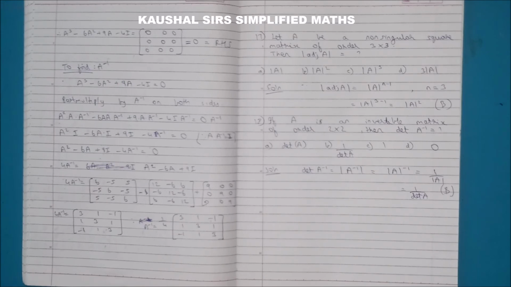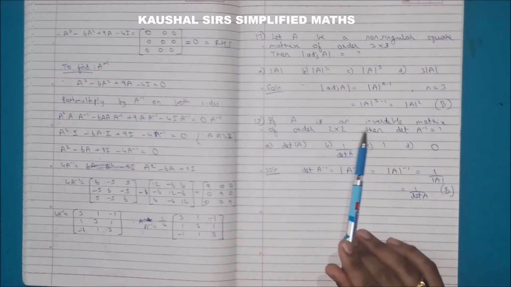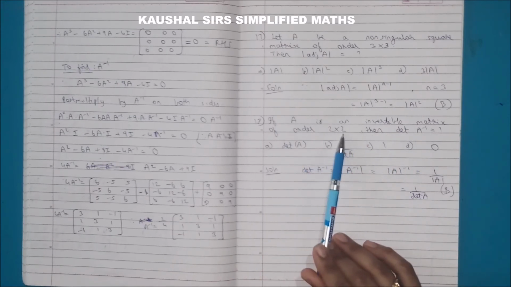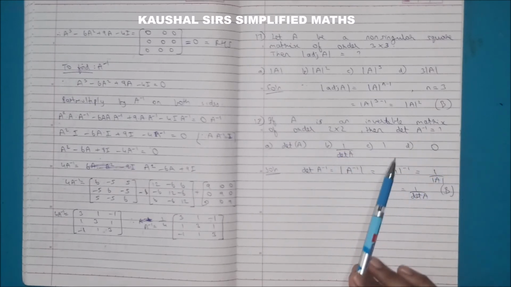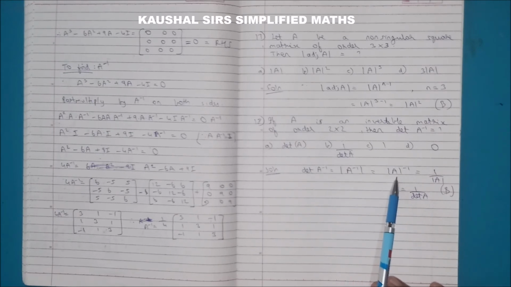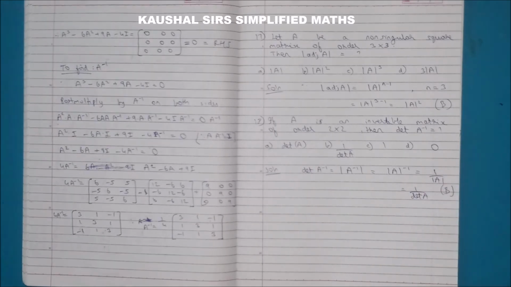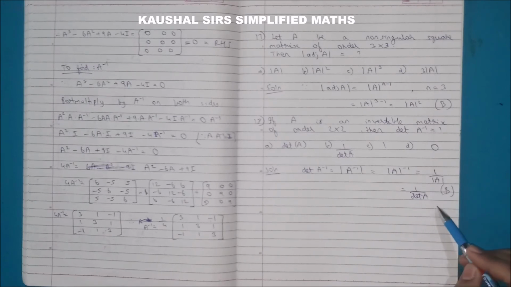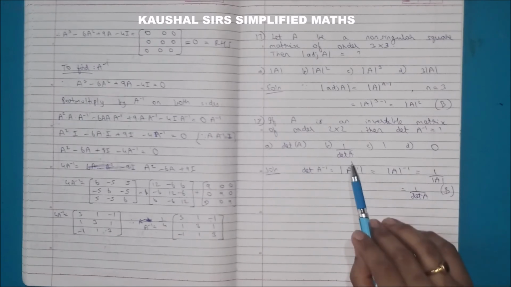Okay, moving to question number 18. If A is an invertible matrix of the order 2 by 2, then determinant of A inverse is what? So determinant of A inverse we can write like this. Again we have seen one property that determinant of A inverse is equal to determinant of A raised to minus 1. Which can be further written as 1 upon determinant of A, which you can also say is 1 upon det of A. So again it is your option number B.